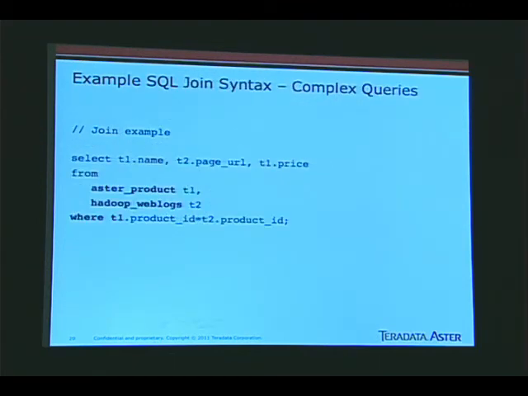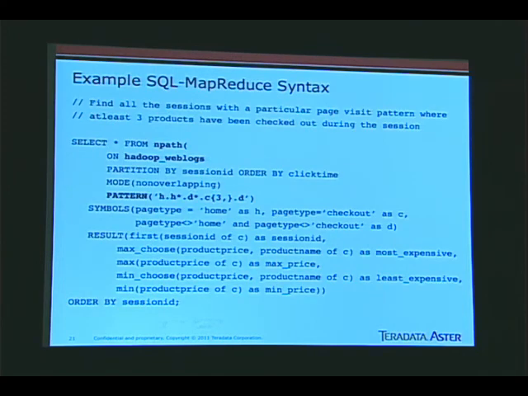So here I'm showing a couple more slightly complicated queries. This one's an example of a join. You can just join two tables together like you would expect. It just works. And here's a SQL MapReduce example. In this example, what we are showing is invocation of npath, which is a MapReduce function that we have for path analysis. The first thing to notice is that this is happening on Hadoop web logs, which means it's happening on a table that's actually stored in Hadoop. The second thing is, npath itself is very flexible. You can create all these symbols on the fly.